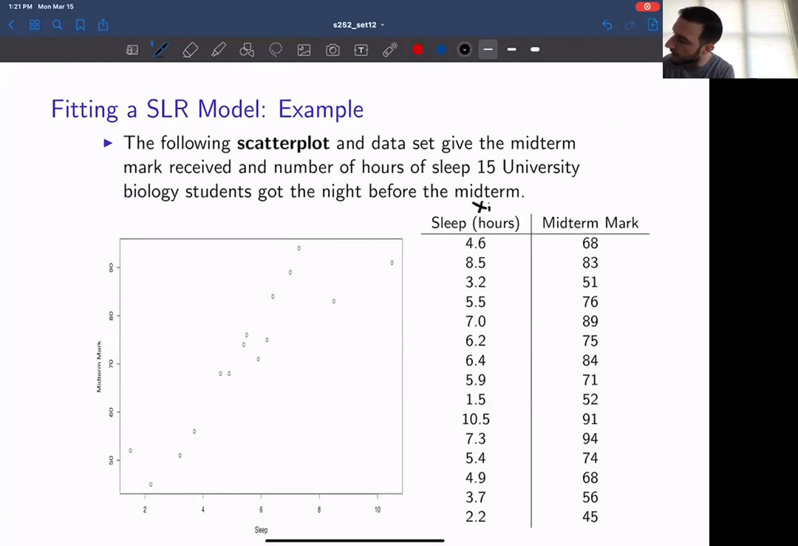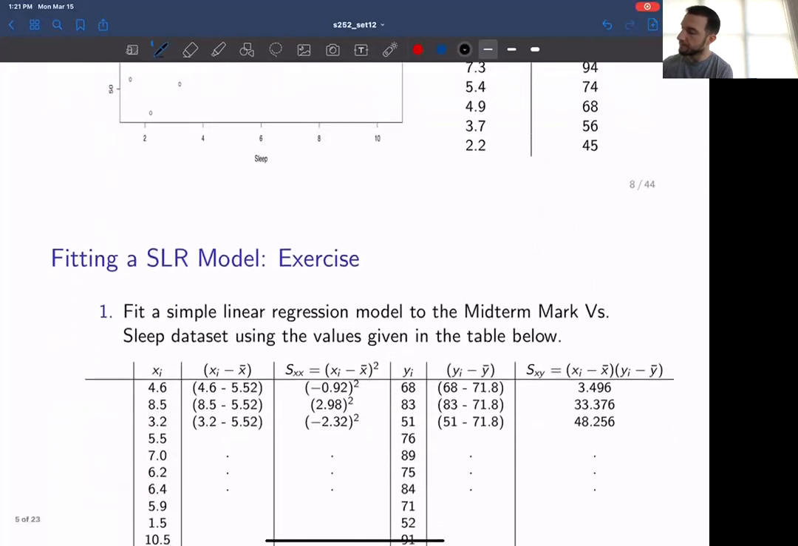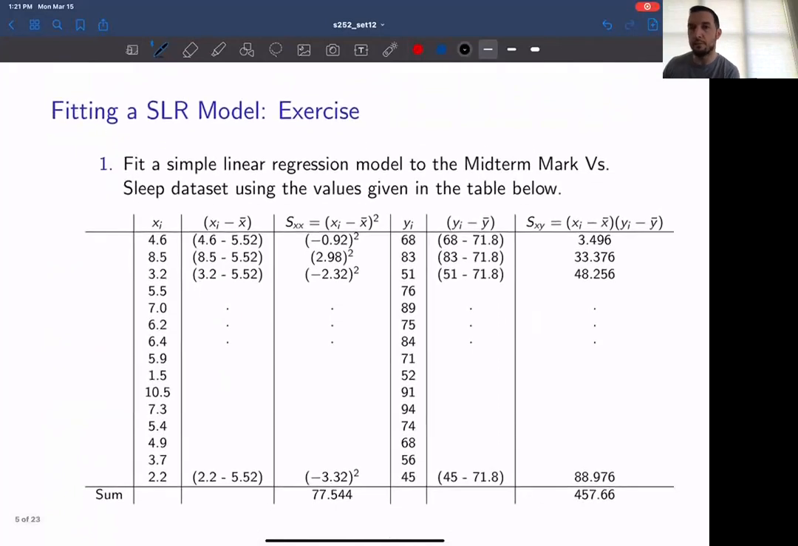So these are the xi values, and these are the yi values. We want to know what is the estimate of the simple linear regression model that relates midterm mark to the number of hours of sleep. In the table below, we have some summary statistics based off of the values in our data set. In particular, we have an illustration of how you would calculate SXX and how you would calculate SXY.